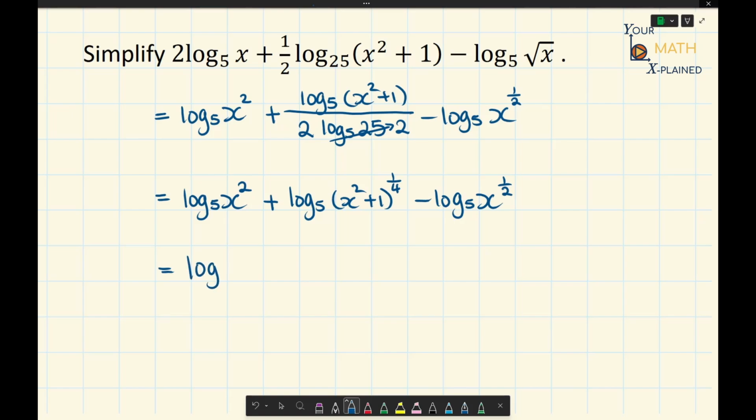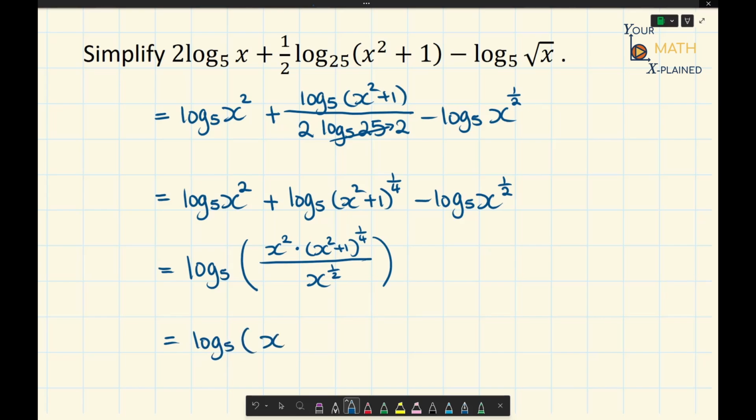So we have log base 5 of, and then using our product and quotient rule is going to give us x squared times x squared plus 1 to the power of 1/4 divided by x to the power of 1/2. And then now the final step is we can simplify the x squared over x to the power of 1/2. So then our final answer is going to be log base 5 of x to the power of 3/2 times x squared plus 1 to the power of 1/4.